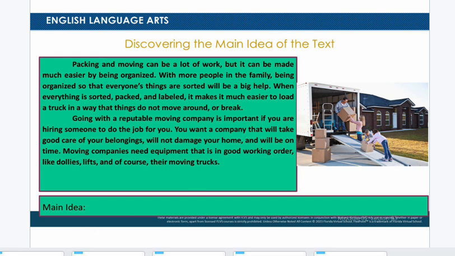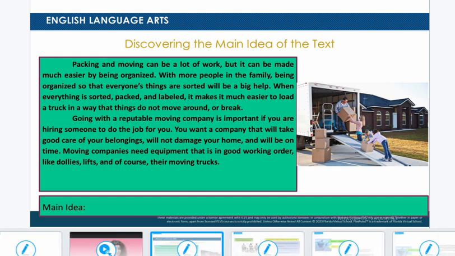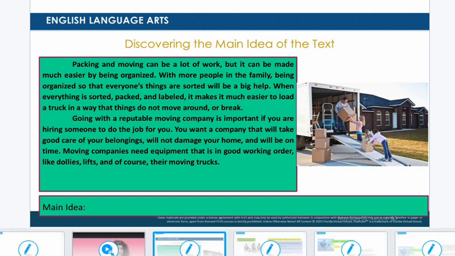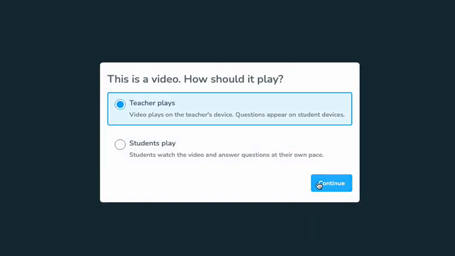All right, so when it comes to finding the main idea and supporting details, let's take a look at this short video clip that I have on finding the main idea and supporting details.